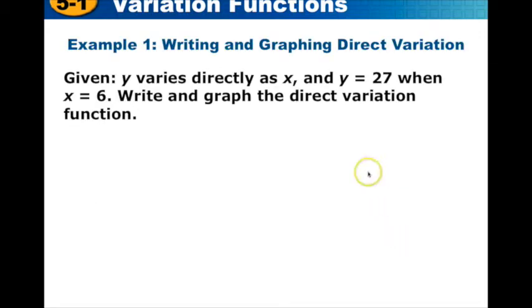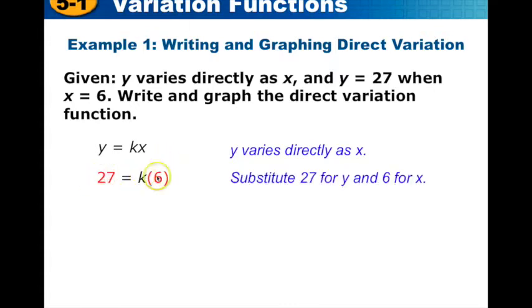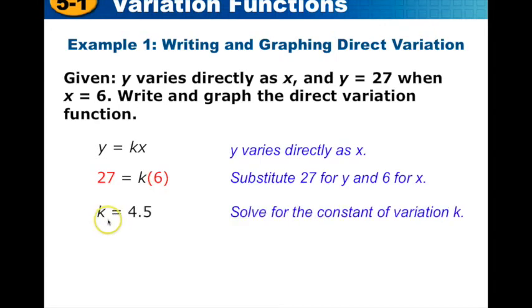Okay, so let's look at an example of writing this equation. Given that y varies directly as x and y equals 27 when x equals 6, write and graph a direct variation function. Well, since y varies directly as x, we have y equals kx as our initial equation. Now we can plug into that the values that they give us. They give us y to be 27 and x to be 6, so we substitute in, divide by 6 in order to solve, and we get k equals 4.5.